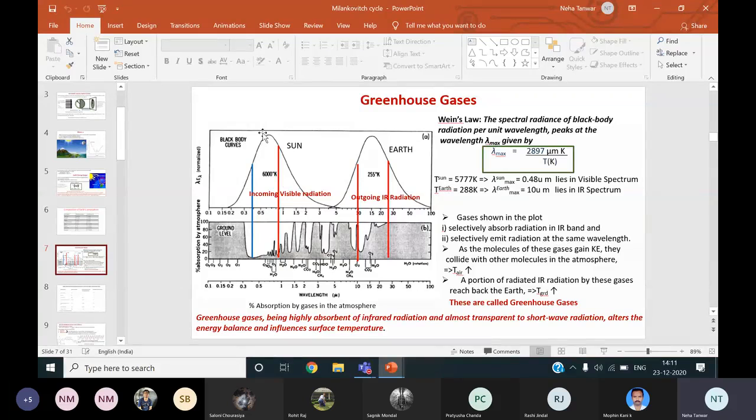Okay, when we come to the Earth, at the temperature of the Earth, the peak wavelength at which Earth is emitting lies in the IR range. Okay, so what's the problem if it lies in the IR range? The problem lies in the gases in the atmosphere. If you look at this plot, the CO2 has its absorption spectrum in the same range of IR radiation.